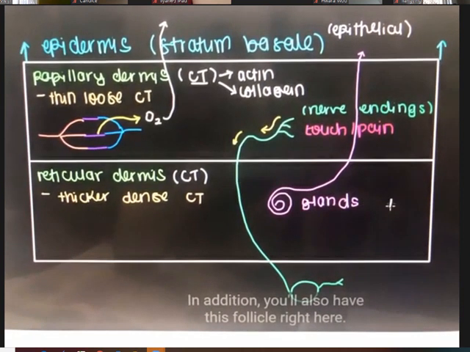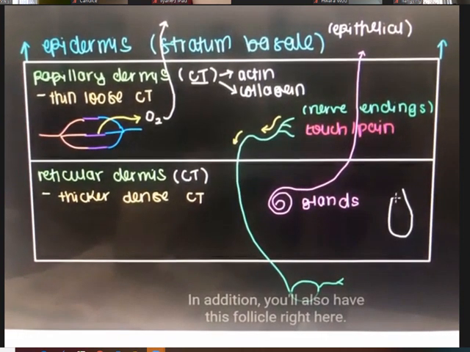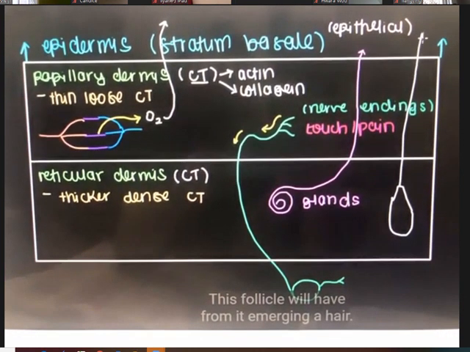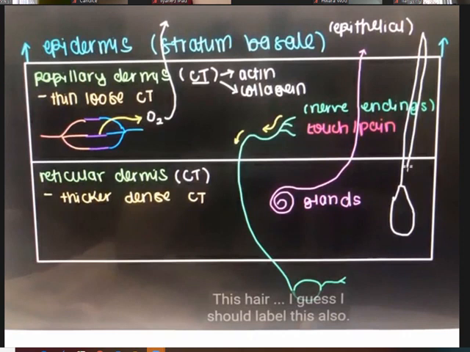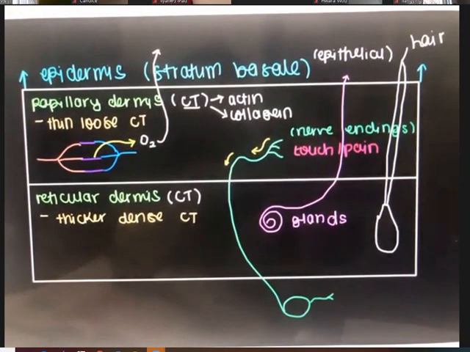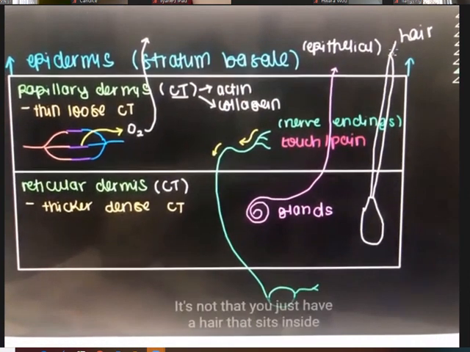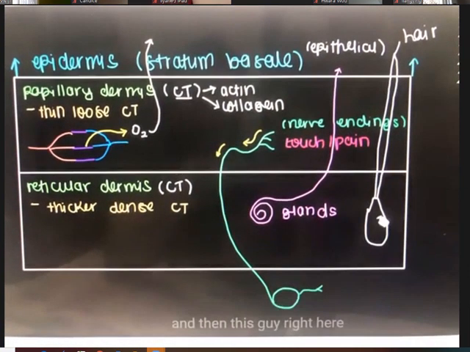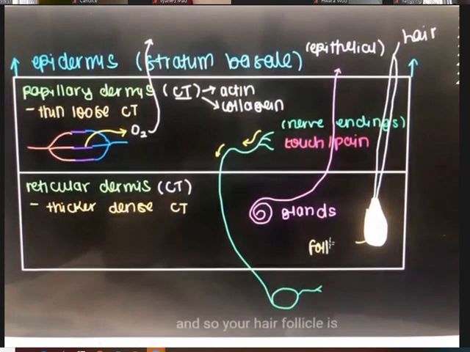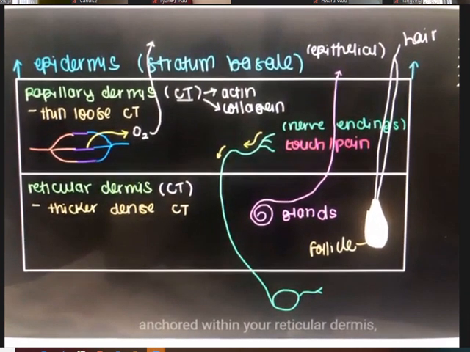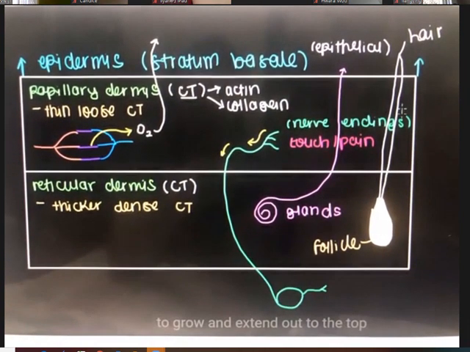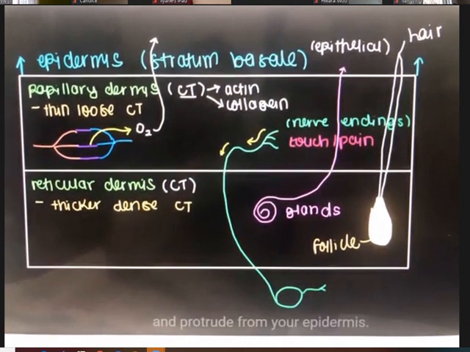In addition, you'll also have this follicle right here. This follicle will have from it emerging a hair. This hair, I guess I should label this also. The hair, of course, is going to protrude at the top of your skin. It's not that you just have a hair that sits inside. And then this guy right here is just your hair follicle. And so your hair follicle is anchored within your reticular dermis, and the hair itself is allowed to grow and extend out to the top and protrude from your epidermis.